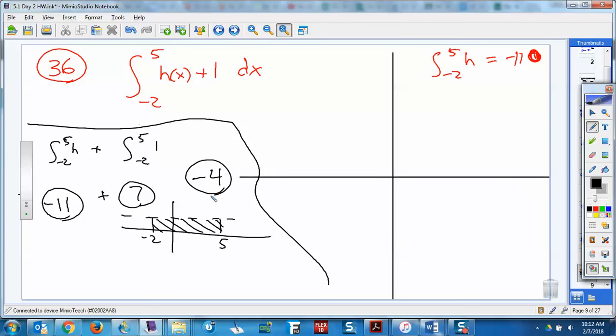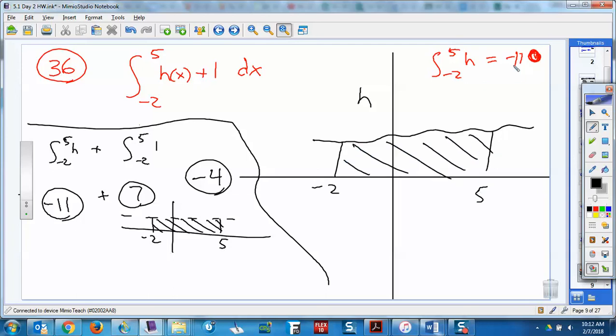Now that's probably the simplest way, the way I would recommend that you do it. Okay, now, to understand the concept a little better, think of it this way. Think of this being the h graph here. Okay, there's the h graph, from -2 to 5. And that's got an area. Now the area is supposed to be -11, but I'm going to make it positive just to make this simple for us right now. Then we'll do it the way it is.